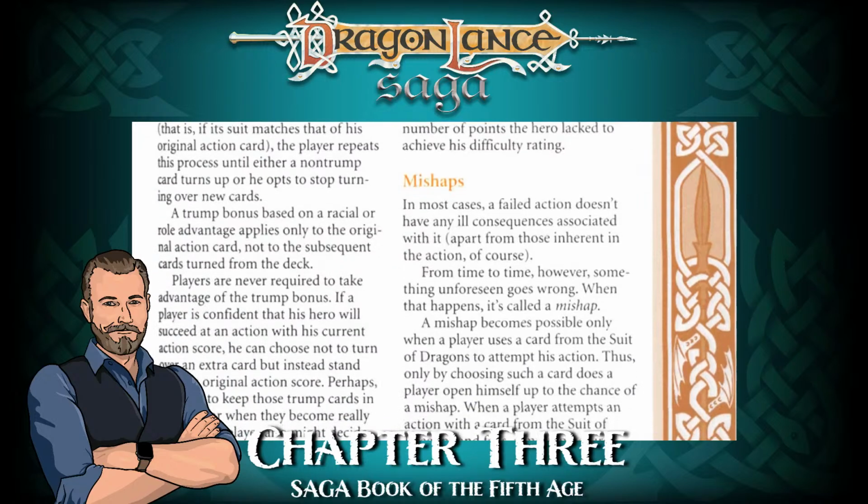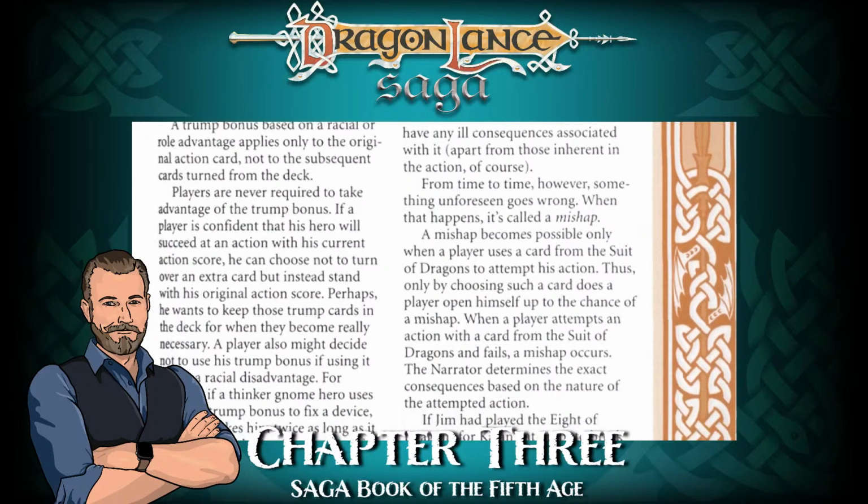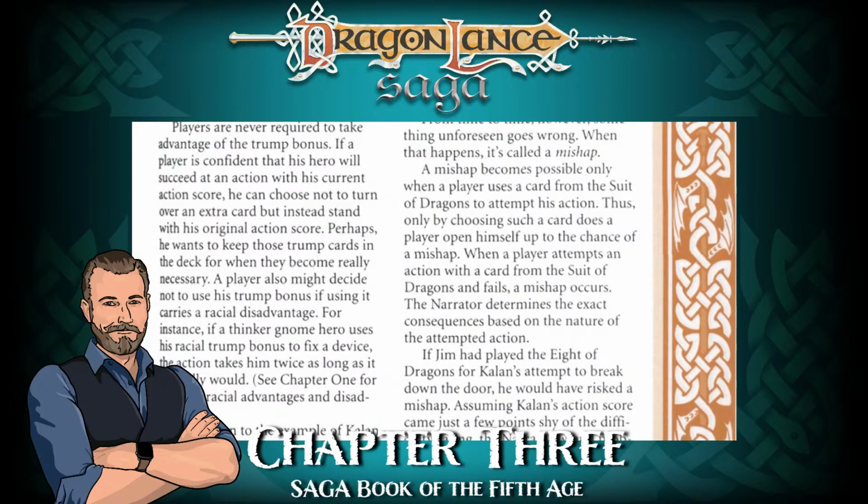Mishaps. In most cases, a failed action doesn't have any ill consequences associated with it, apart from those inherent in the action, of course. From time to time, however, something unforeseen goes wrong. When this happens, it's called a mishap. A mishap becomes possible only when a player uses a card from the suit of Dragons to attempt his actions. Thus, only by choosing such a card does a player open himself up to the chance of a mishap. When a player attempts an action with a card from the suit of Dragons and fails, a mishap occurs. The narrator determines the exact consequences based on the nature of the attempted action.